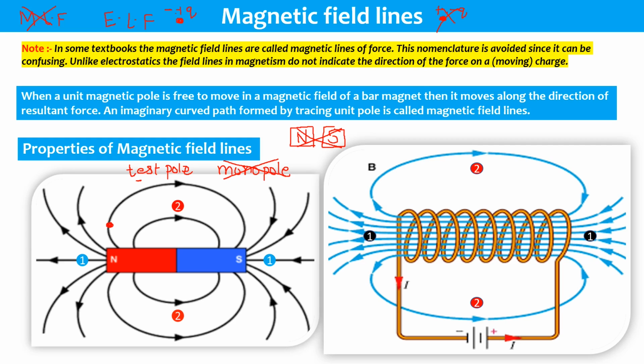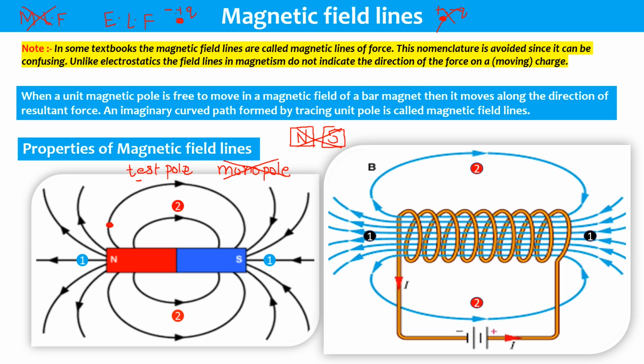Okay, one more condition is here. This test pole's magnitude must be very small compared to the main magnet. Okay, why is it so? If this test pole is very large in magnitude, the geometry of these lines can be disturbed by it. Therefore, this monopole should be very small in magnitude, so that the geometry is not disturbed by it, and we should get as real an image of these lines as possible.